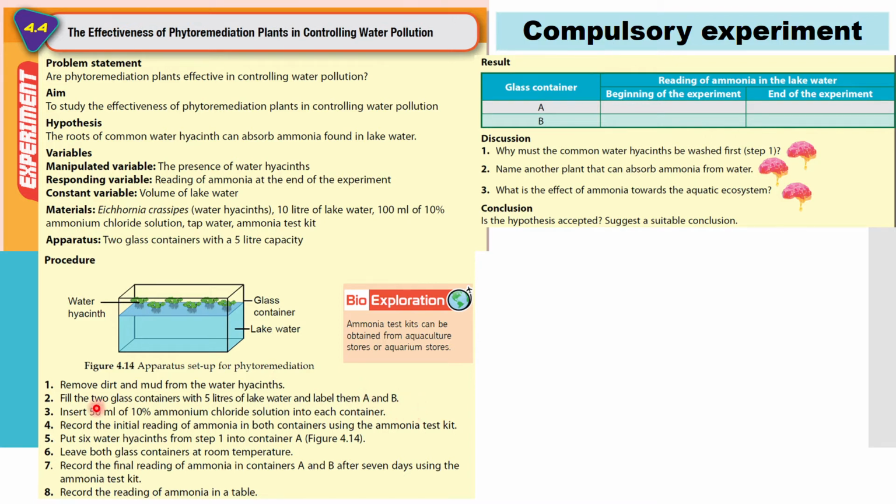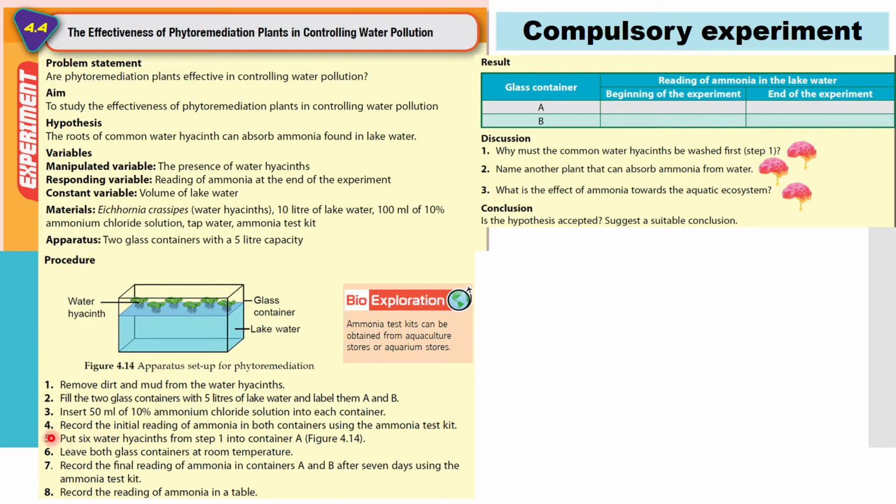B, two glass containers with 5 liters of lake water. Okay, first you have to have this water hyacinth, this phytoremediation plant, and you are to clean it, to remove the dirt and the mud, especially, okay, overall the plants and especially at the roots region here. Okay, so step number 3 is that you are to fill it with 50 ml of 10% ammonium chloride solution into each container A and B. Okay, so the technique is that you are to record the initial reading of the ammonia using ammonia test kits.